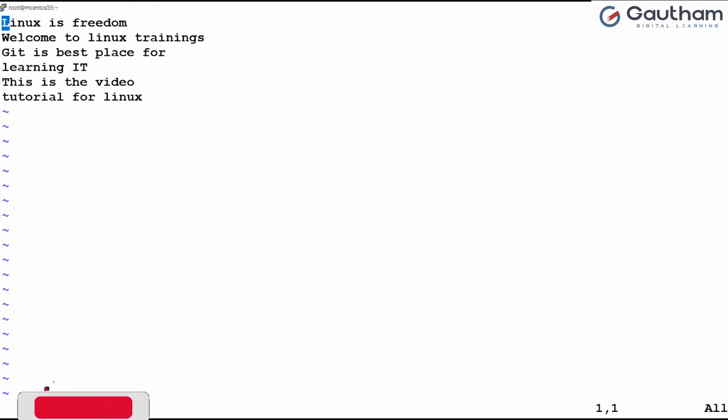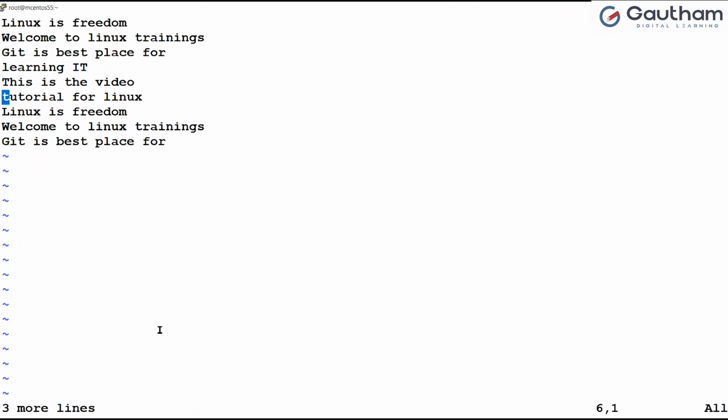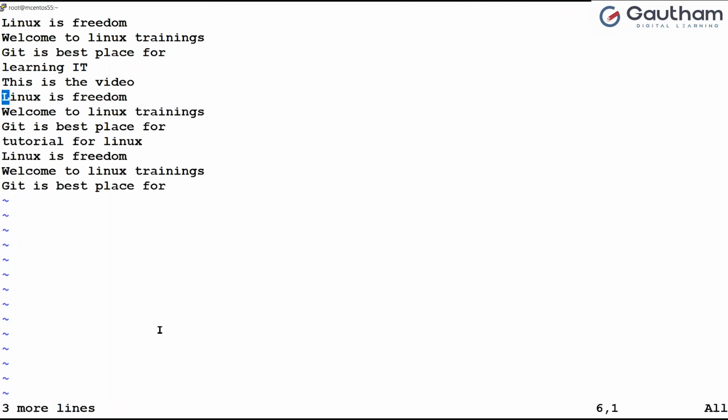So let me come back, and here I'll say, for example, 3yy. The moment you run 3yy, it says at the bottom 3 lines yanked, 3 lines copied. Now to paste it, you can go anywhere. Small p will paste below the cursor, capital P will paste above the cursor position. So wherever you want, you can paste it.